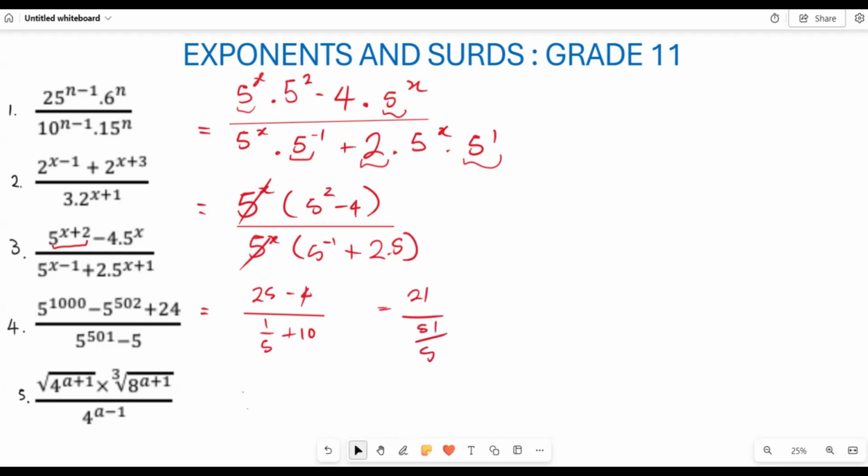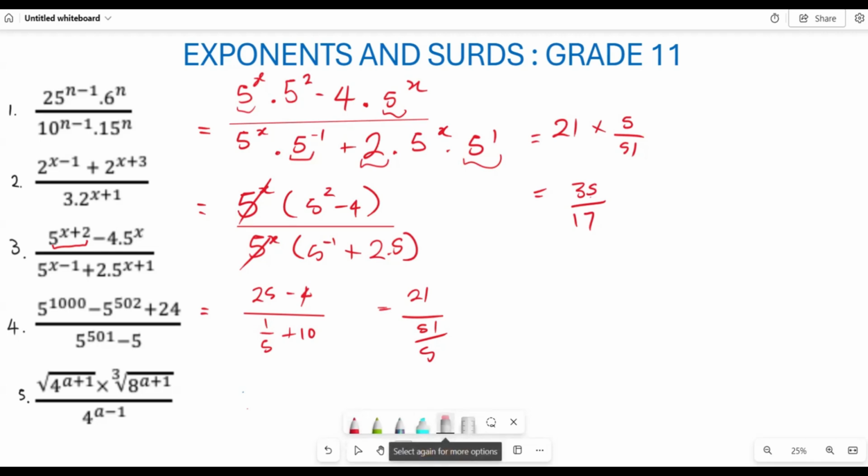Then I can change this. Now I can change this and do what? Now, if I want to change this into multiplication, so this is going to be 21 multiplied by 5 over 51, right? And then what is the answer that I'm going to end up having here? This is going to be 35 over 17. 35 over 17, which is going to be the response, which is going to be my answer for number 3.